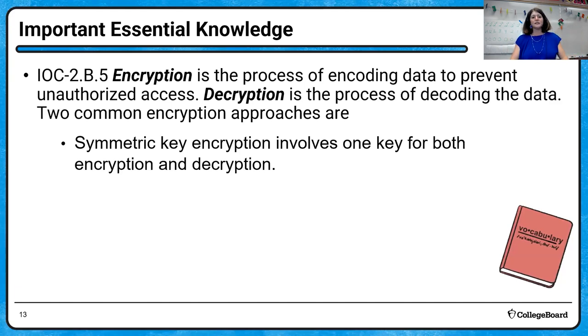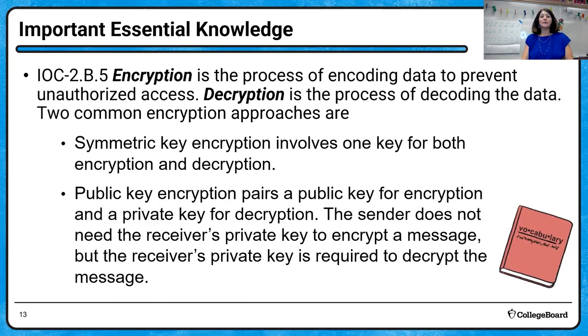And so that encryption is not used much because that wouldn't work well. Public key encryption pairs a public key for encrypting the message and a private key for decrypting. The sender does not need the receiver's private key to encrypt a message, but the receiver's private key is required to decrypt the message. It's a little tricky, but this is how encryption works on the internet today. We use this public key, and there's a lot of math that goes on for me, as the receiver, to use my private key to unlock and decrypt that message. That way we can send things over the internet.